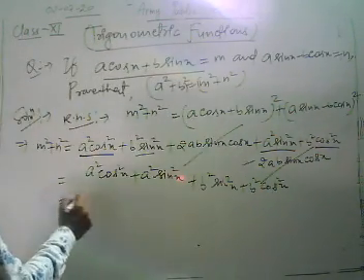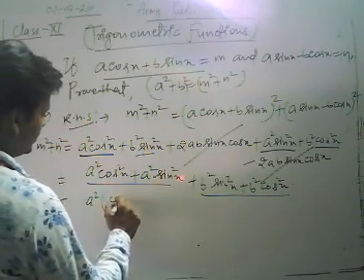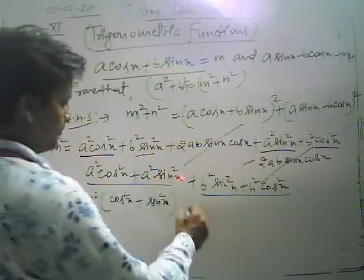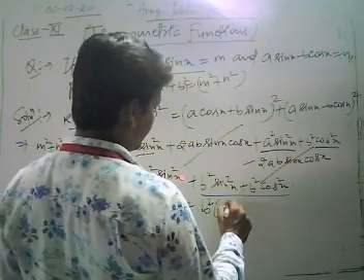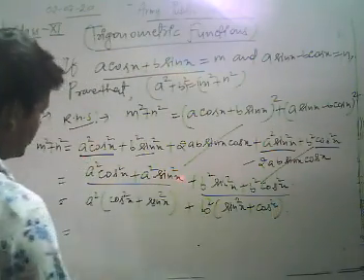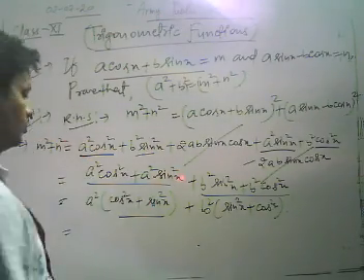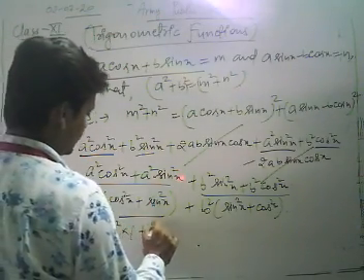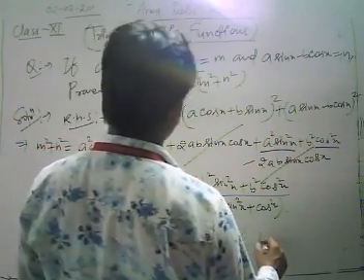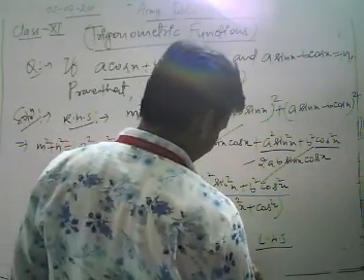Okay, now we take common. Here a square is common, then we get cos square x plus sin square x. Plus here b square is common, we get sin square x plus cos square x. Okay, and we know that sin square a plus cos square a is equal to 1, so we get a square into 1 plus b square into 1, that is a square plus b square. This is the left hand side, LHS. Now proved it.